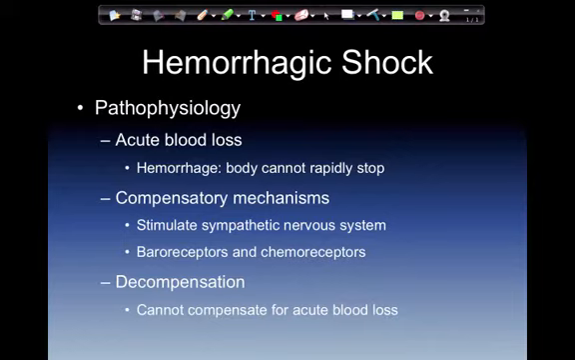The compensatory mechanism is to stimulate the sympathetic nervous system, or fight or flight. The heart beats harder, faster, stronger. The vessels constrict down, shunting blood towards the core organs. The baroreceptors and chemoreceptors monitor this. Chemoreceptors look at pH and carbon dioxide, and to a lesser extent, oxygen. The baroreceptors are stretch receptors that look at how much pressure is in the system.